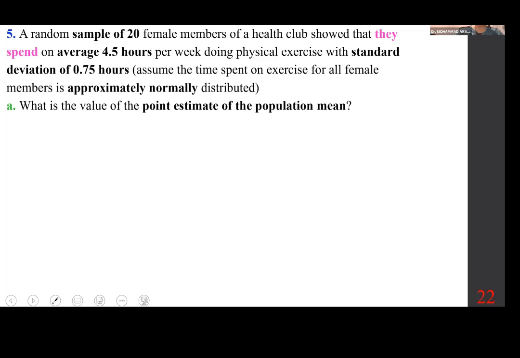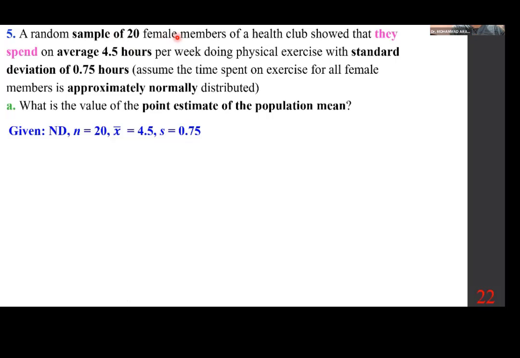Again, word problem. What is given? It's a normal distribution. N is 20, X bar is 4.5, S is 0.75. I want to make sure everybody understands why I'm using X bar instead of mu, S instead of sigma. We go back to the question.